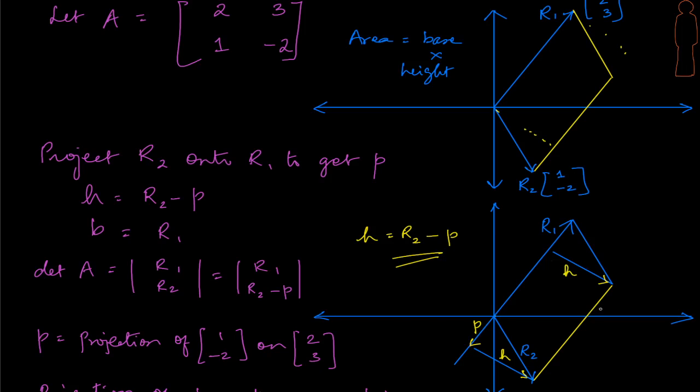So what it says is that if these two areas are the same, the area of this rectangle and the area of this parallelogram, then we are also claiming that if I have two rows in A, the determinant of that matrix must be the same as keeping the base the same and putting the height here. And what's the height? We said height is R2 minus P, right? Just from here.